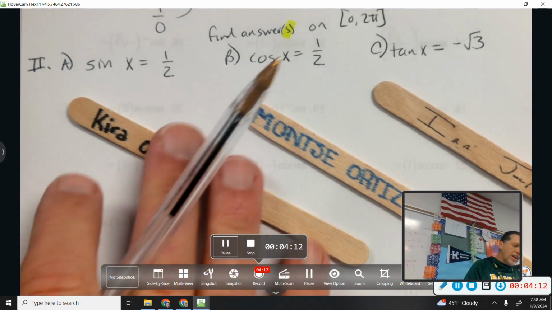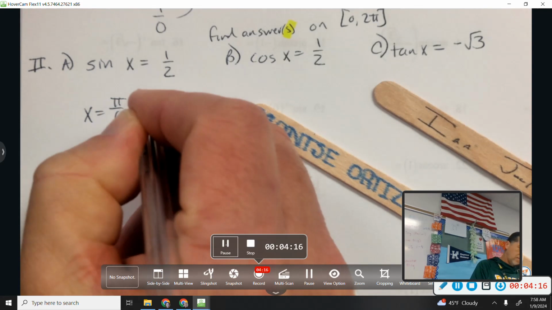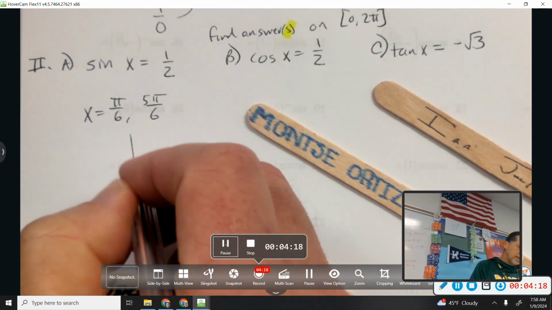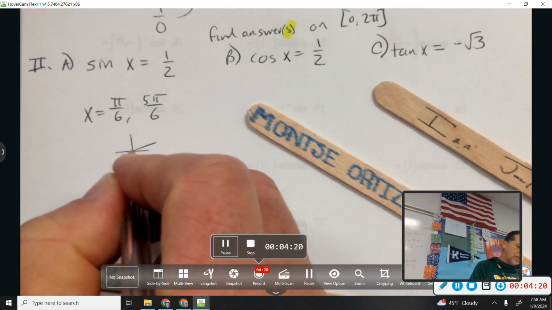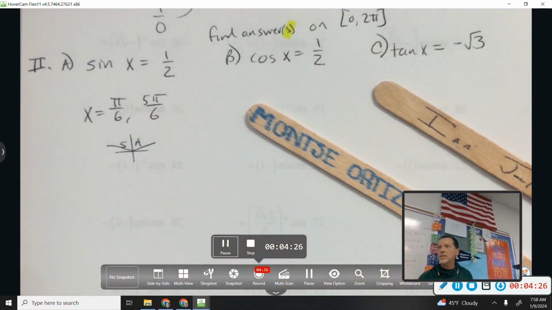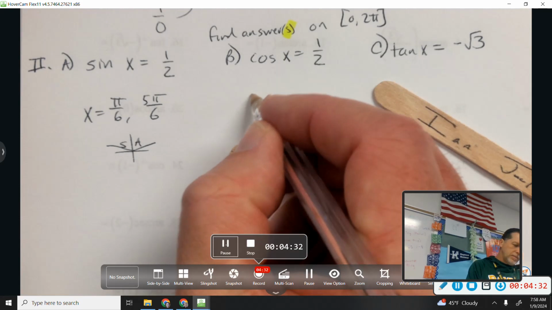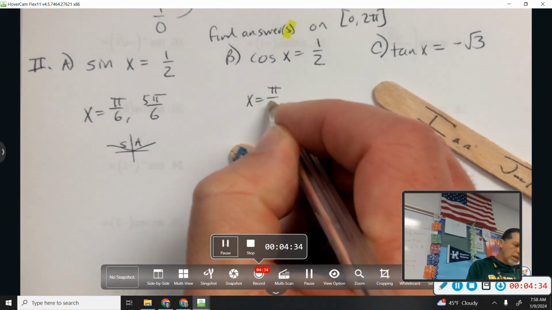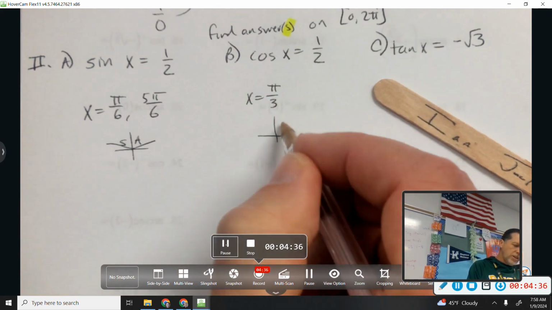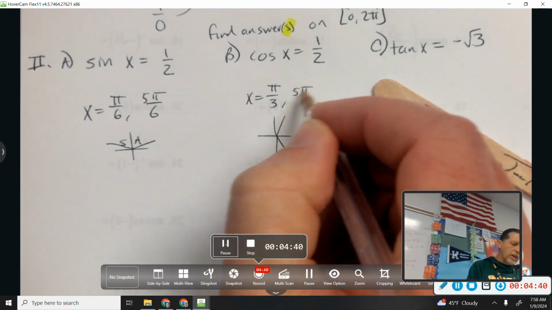Where is the sine equal to 1/2? Pi over 6 and then 5 pi over 6. Good. So pi over 6, and then sine's also positive in the second quadrant, so that would be the over 6 in the second quadrant, 5 pi over 6. Monty, where's the cosine equal to 1/2? Pi over 3, 5 pi over 3. Pi over 3 for sure. And then also in the fourth quadrant, so yes, 5 pi over 3. Good.